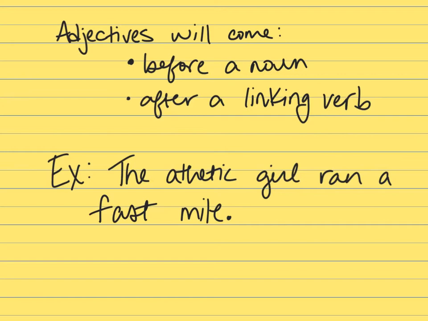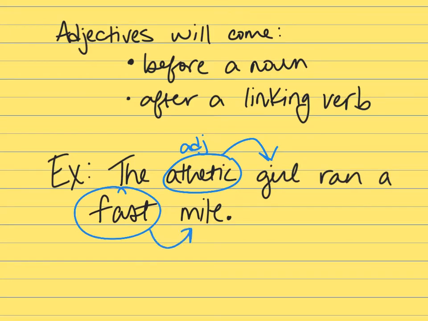So hopefully you've taken these notes. Now let's look at this first example. This is an example of an adjective coming before a noun. The athletic girl ran a fast mile. So what we have here is athletic is describing the noun girl. That makes it an adjective. Fast is describing the noun mile. That makes it also an adjective. So there we have adjectives describing nouns. Go ahead and pause the video to write this example down.